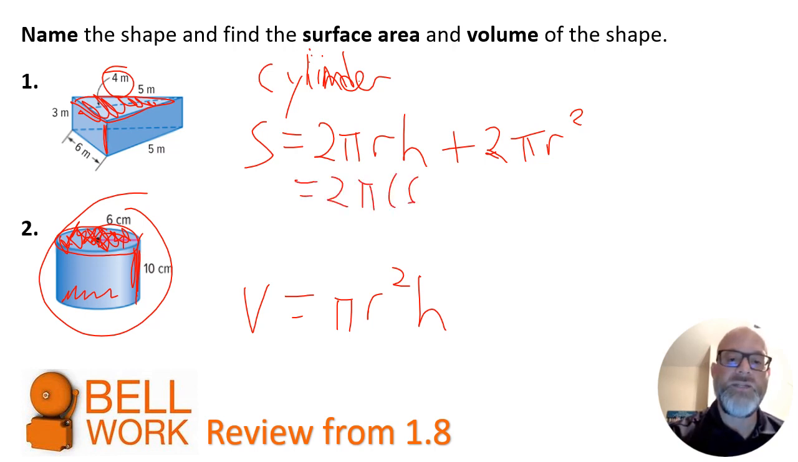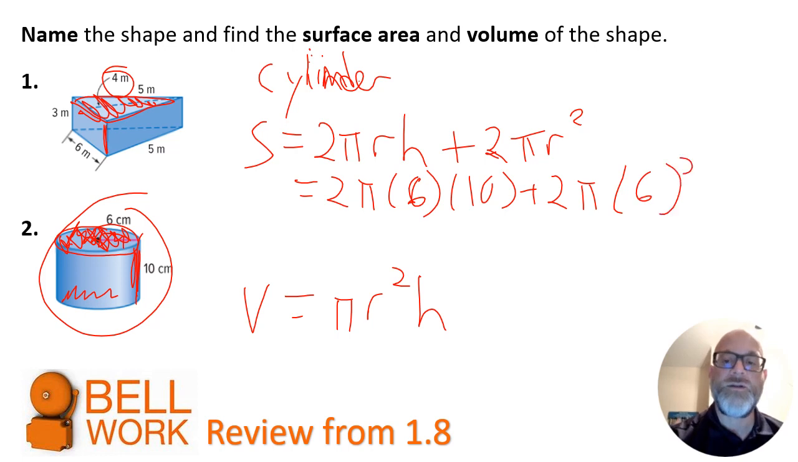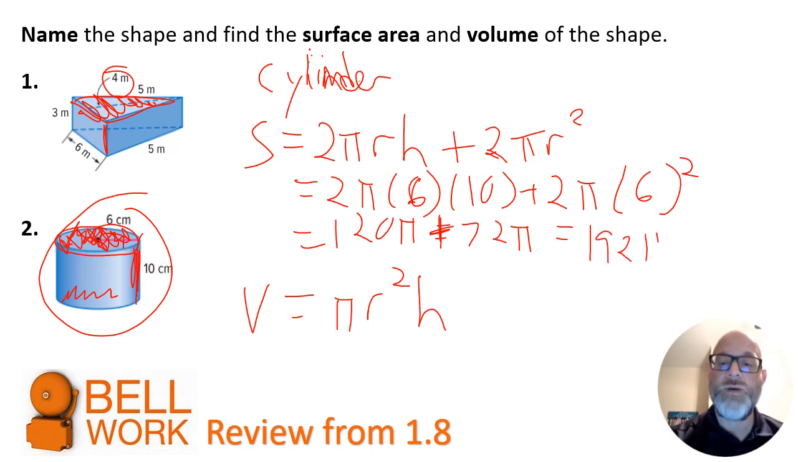All right, so we got 2 pi. Well, the radius seems to be 6 and the height 10. Plus 2 times pi times 6 squared. Okay, 6 squared. What do we got? 60 times 2 is 120 pi. Plus, we got 36 times 2 is 72 pi. So what are we looking at here? We're looking at 192 pi. And what are the units? Surface area. Area is always 2-dimensional, so centimeters squared.